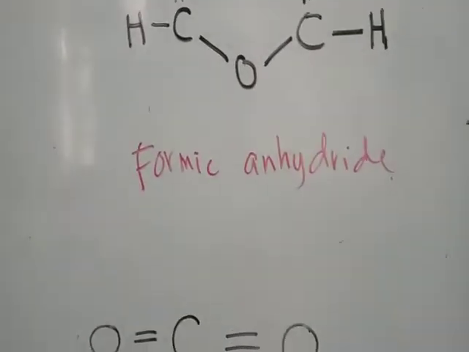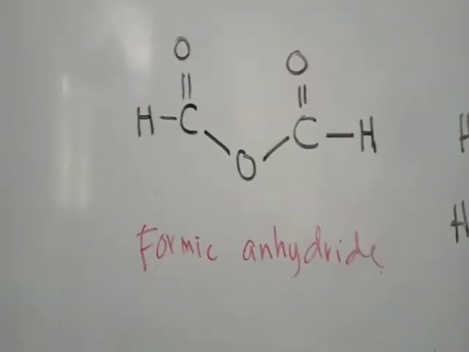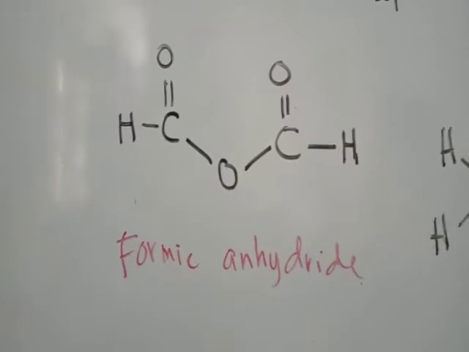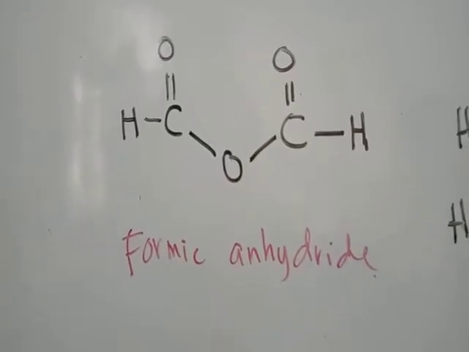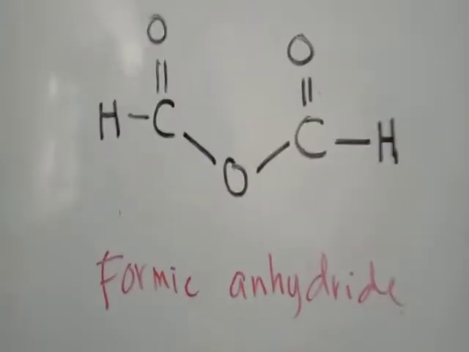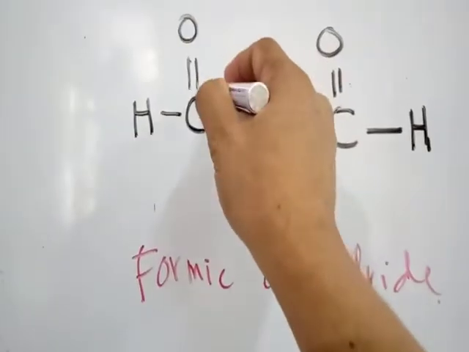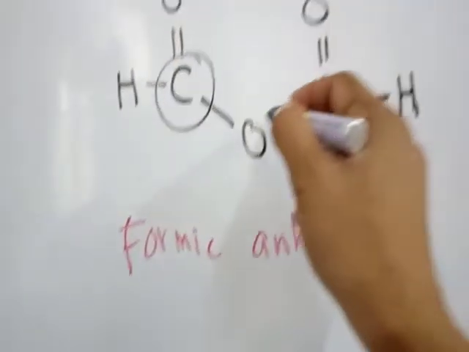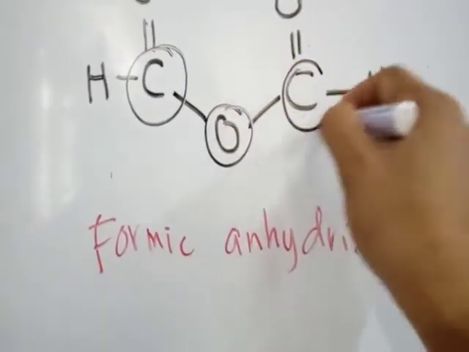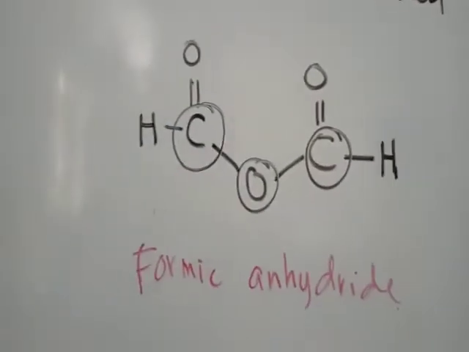Formic anhydride. First, encircle all the central atoms. You have this. There are 3 of them.